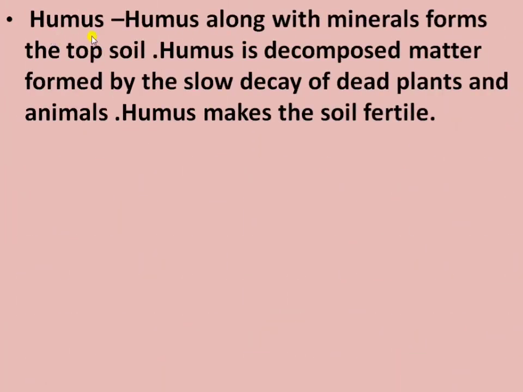Next is humus. Humus is organic matter. Humus along with the minerals forms the top of the soil. Humus is decomposed matter formed by the slow decay of dead plants and animals. So humus makes the soil more fertile.